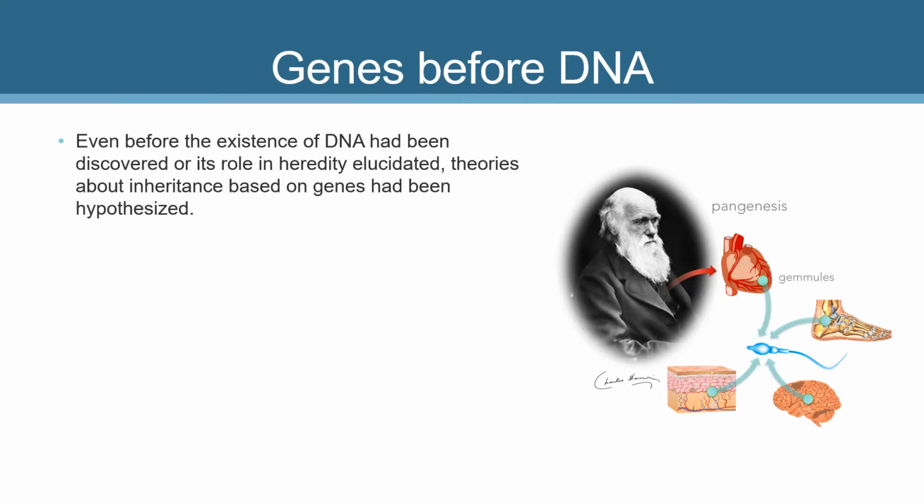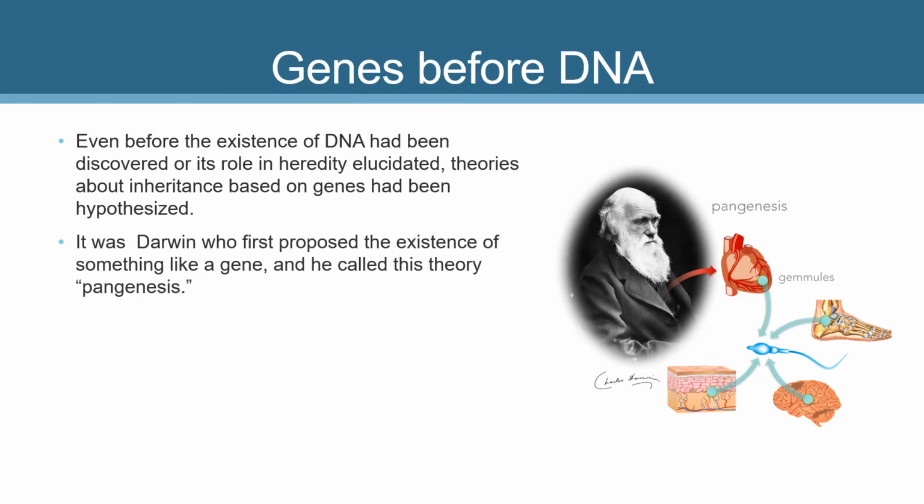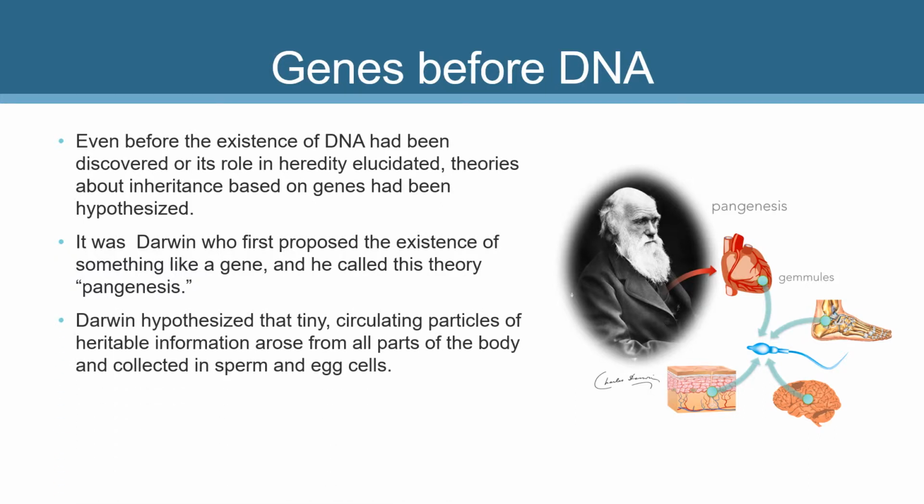Even before the existence of DNA had been discovered, or its role in heredity elucidated, theories about inheritance based on genes had been hypothesized. It was Darwin who first proposed the existence of something like a gene, and he called his theory pangenesis. Darwin hypothesized that there were tiny circulating particles of heritable information that arose from all parts of the body, carrying information about how to make that part, and collected in sperm and egg cells. He called this unit of inheritance a gemule.